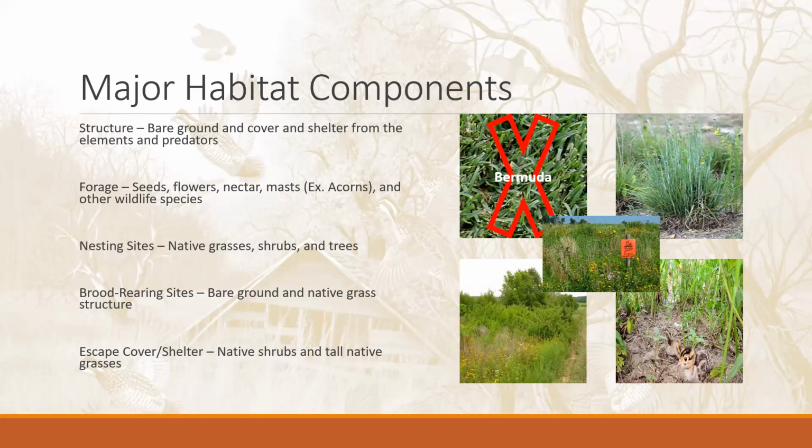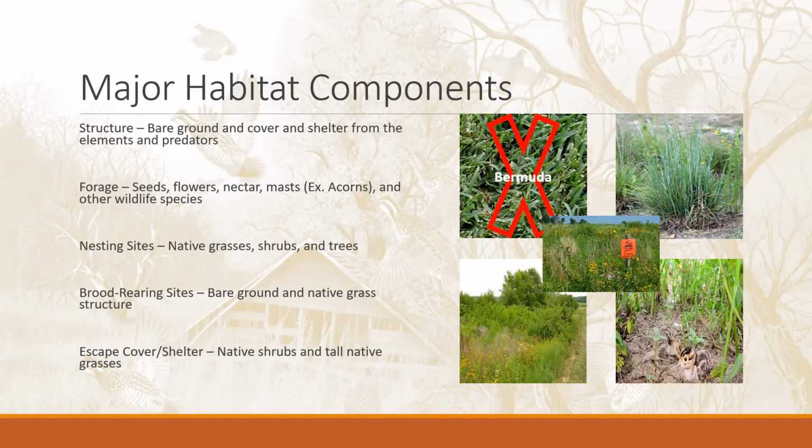And then if you look at the picture to the right of that, you have our native bluestem, and as you can see, it grows in tall clumps, and there's a lot of bare ground and space in between each plant. These native grasses also provide adequate shelter and protection from the elements and predators. Forage is another habitat component that we need. The seeds, flowers, nectar, mast, and other wildlife species found within our grasslands provide nutrient-rich forage that is required for our grassland species to thrive.